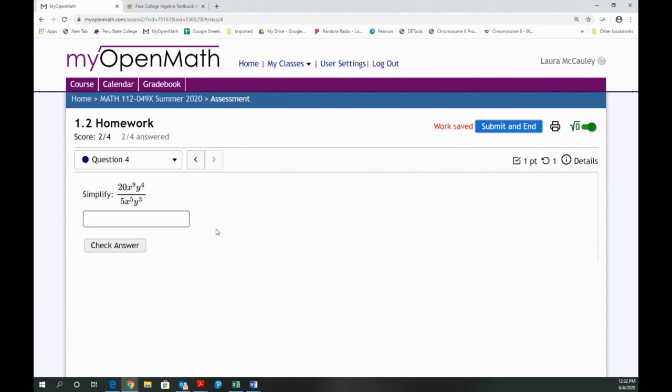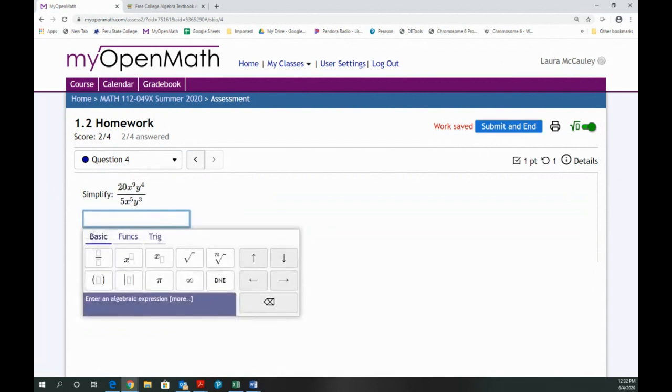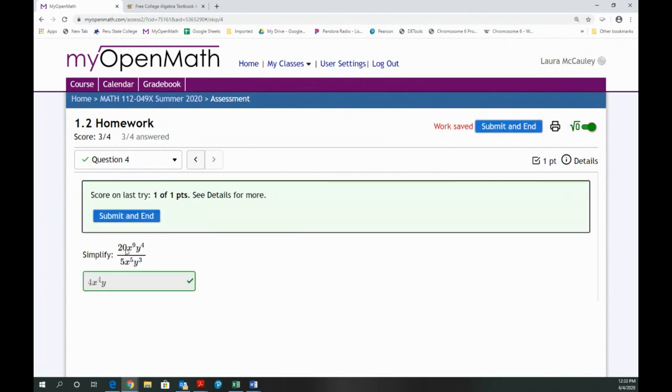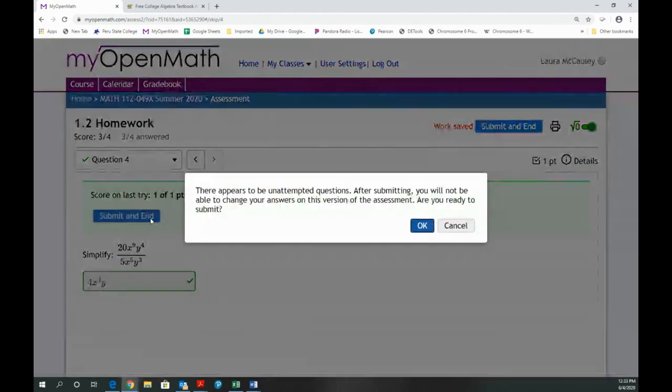And the last one is very similar to the one we just did. Notice 20 divided by 5 is 4. 9 x's on top, 5 x's on the bottom leaves you with 4 x's on top, and 4 y's on the top, 3 y's on the bottom. I'm pushing the arrow key right now to get out of the exponent. Leaves you with 1 on the top. So we did it. All right, I'm done.